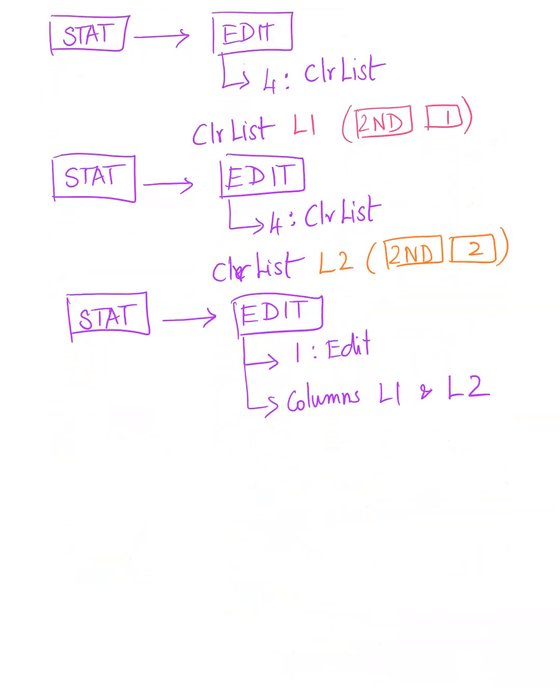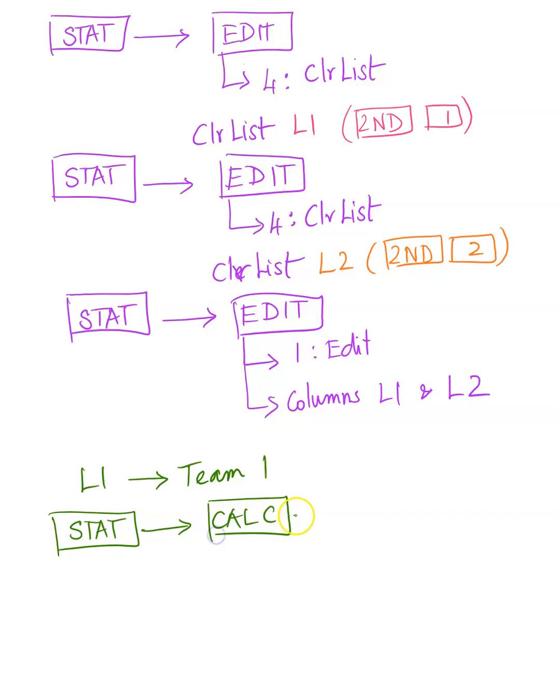Now we have two data sets, right? L1 is your Team 1. So to get information on Team 1, we want to go to Stat, Calc, that's the tab, and in that you go to 1-Var Stats. Okay, and that's going to give you details for the first one, the first team. So here you have X bar, which is the sample mean, which gives you 24.2.